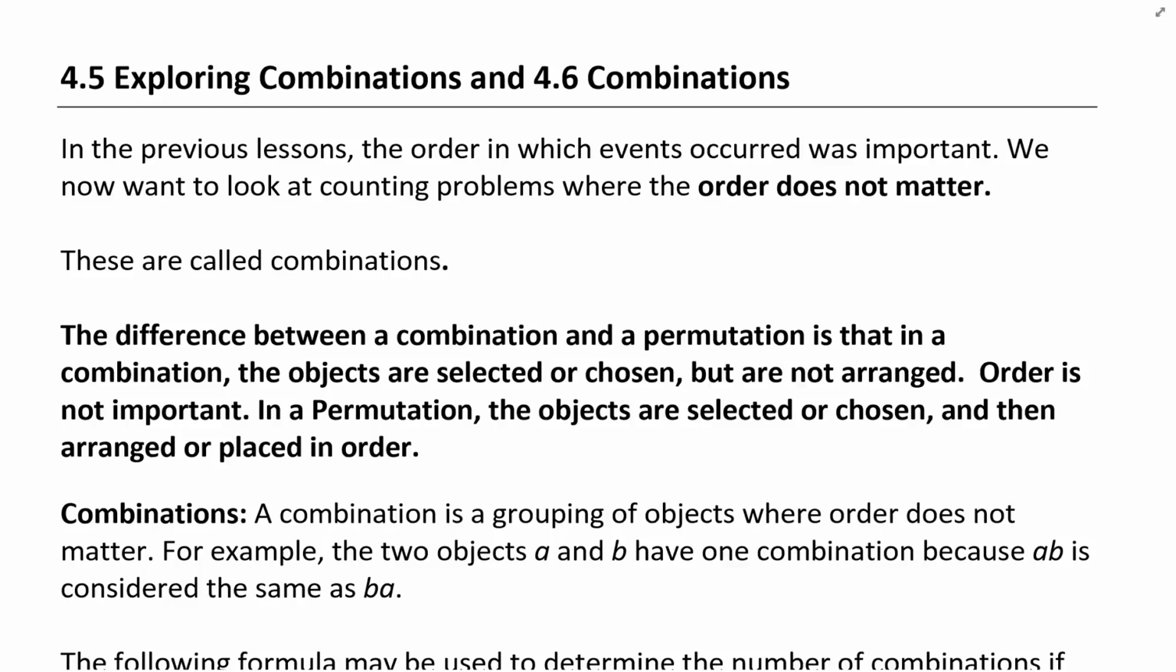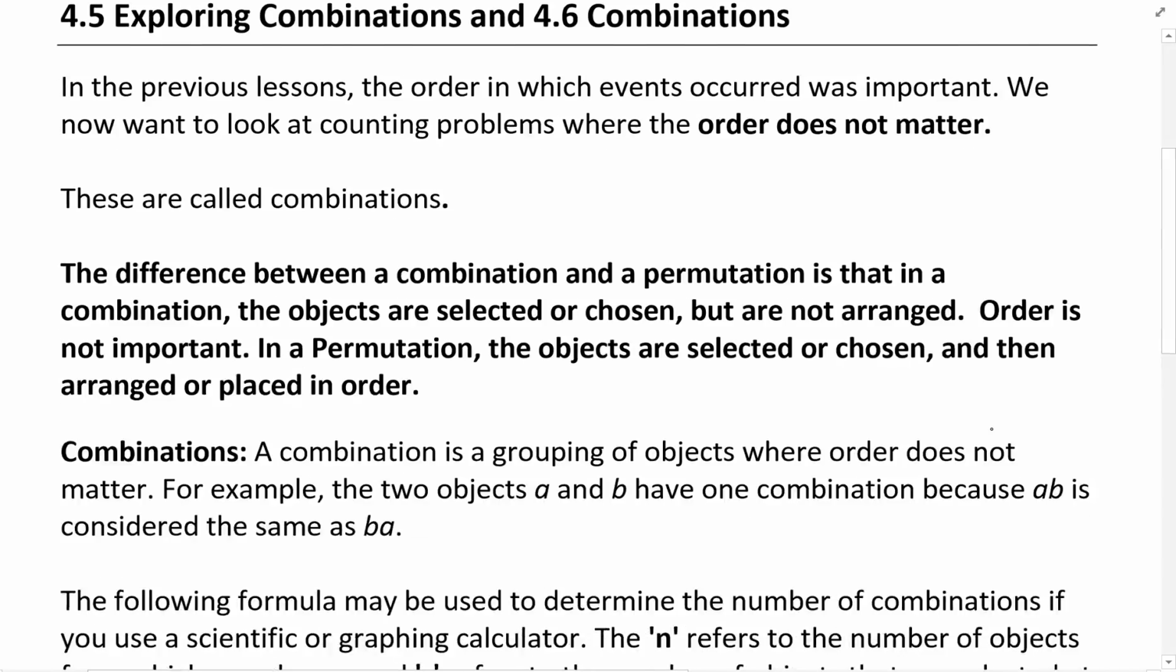In this lesson we're going to look at combinations and the difference between a combination and a permutation. In previous lessons, the order in which the event occurred was important. We now want to look at counting problems where the order does not matter. So when order does not matter, we call these combinations.